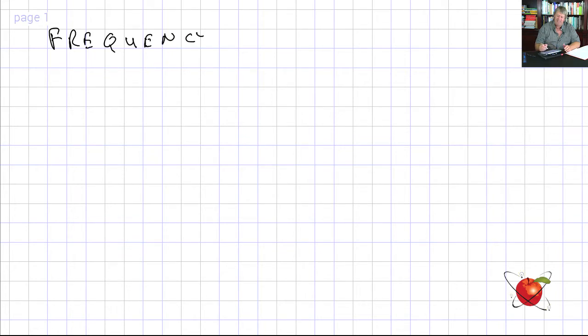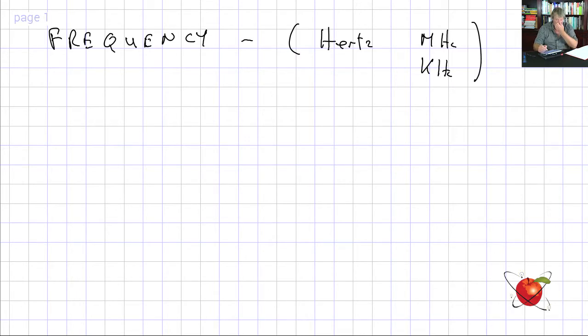We were talking about frequency, right? Frequency, and we said it's measured in hertz. You've got megahertz, kilohertz, okay? Kilo is 10 to the 3, mega is 10 to the 6, okay?